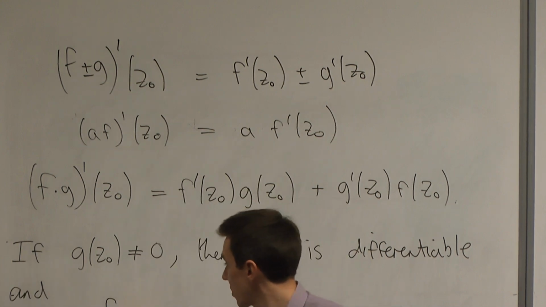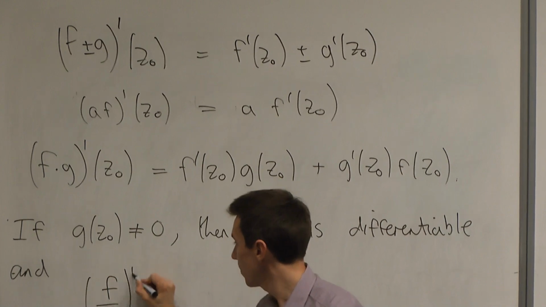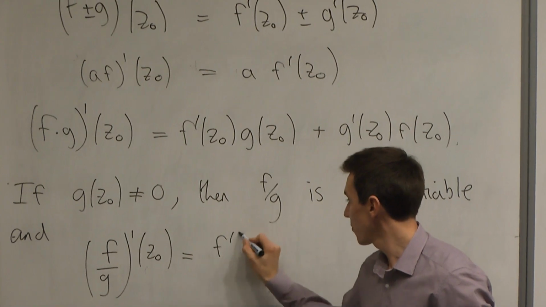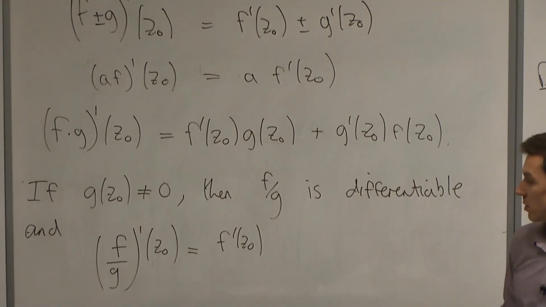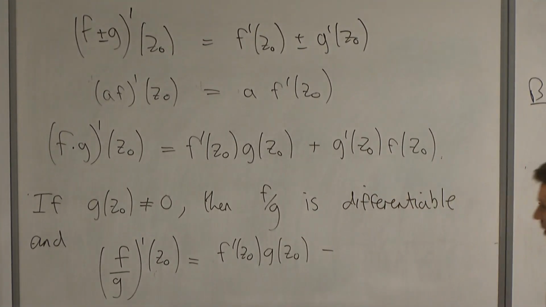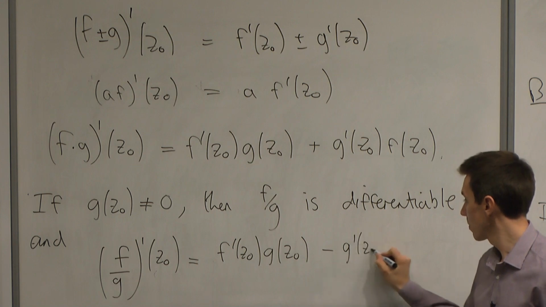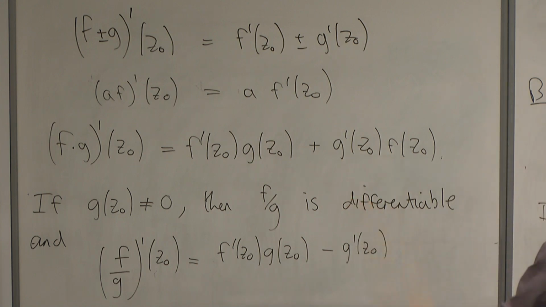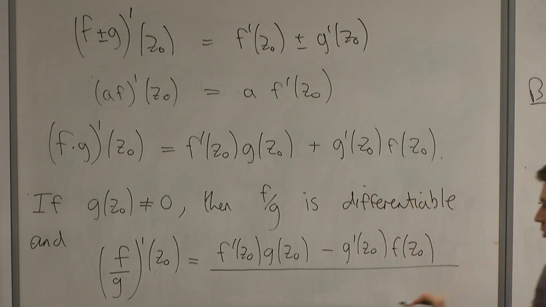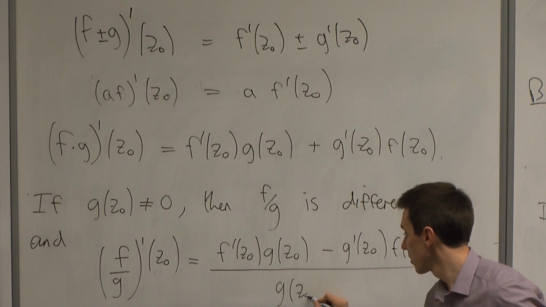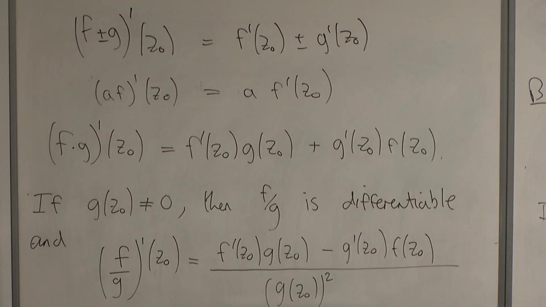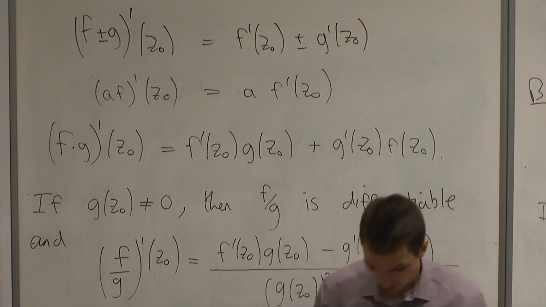So we have that (f over g)' at z0 is f'(z0), so differentiate the function on the top, multiplied by g(z0), minus g'(z0) multiplied by the function on the top, f(z0), and as usual, this is all over g(z0) all squared. Yeah, so this is the quotient rule for the complex case.